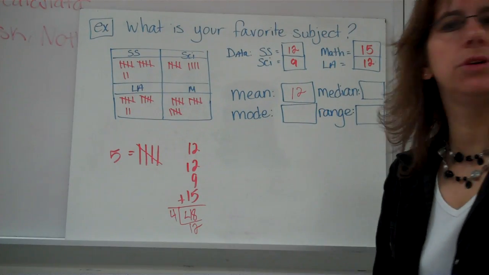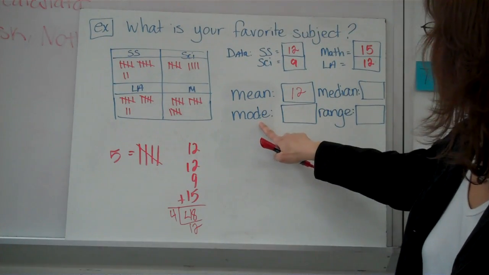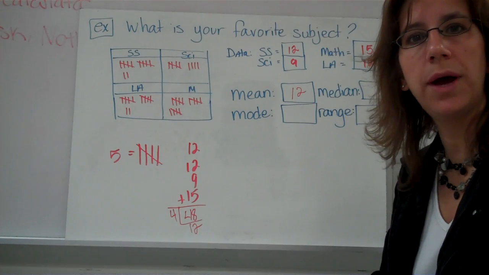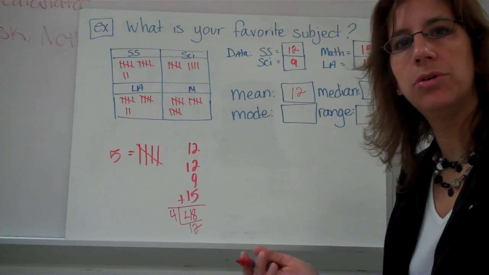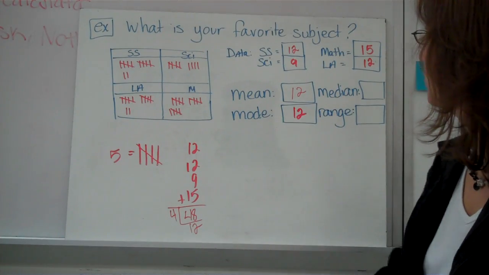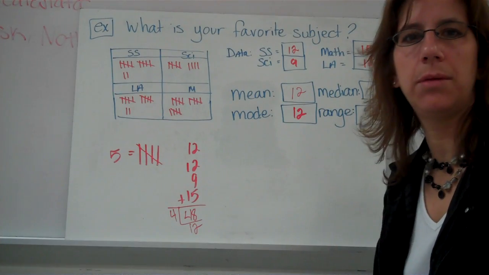Okay? Mode, you're going to look at the list of numbers here, the data set, and decide, do you have one that appears more often than others? We do in this case, 12. So there is a mode, and there's only one number that appears more than any other, so the mode will be 12. Okay? Median. Make sure you line up the numbers in order.